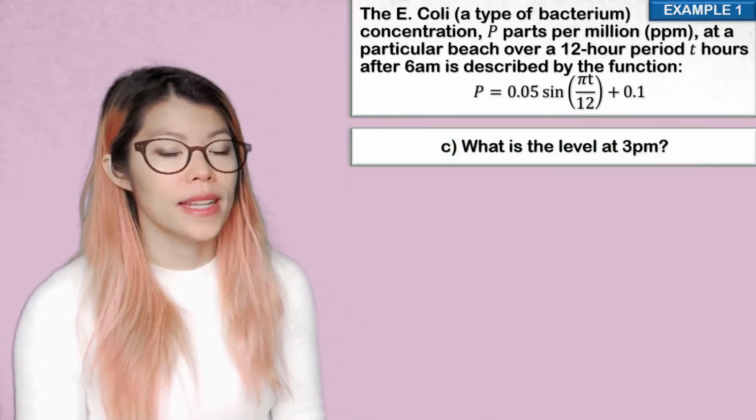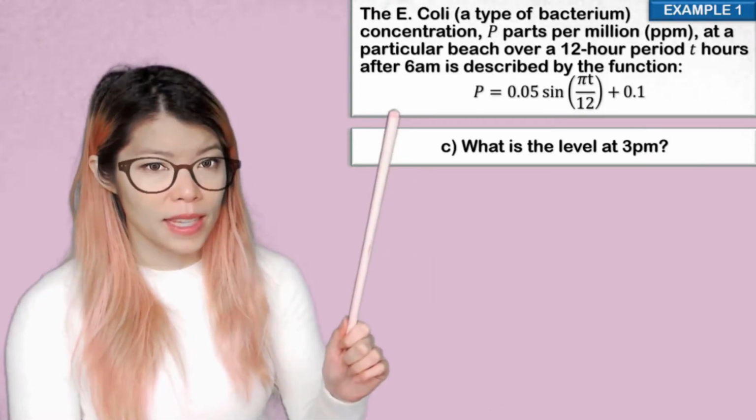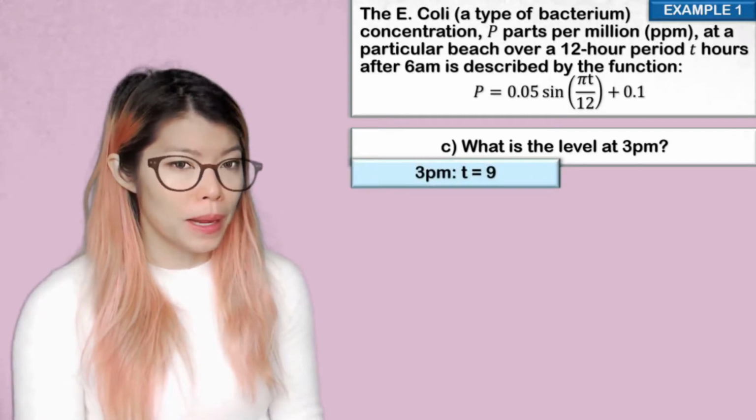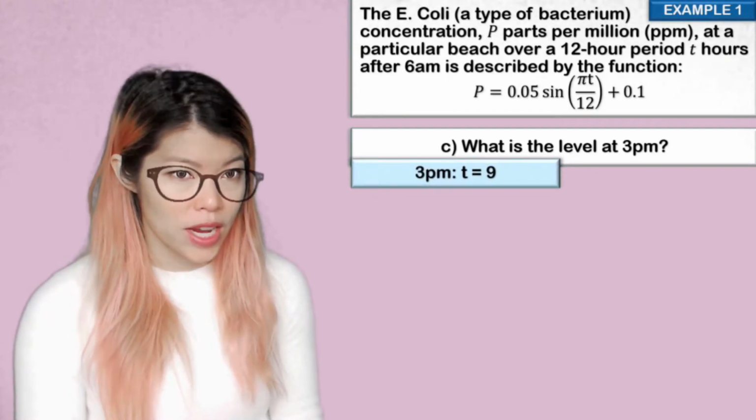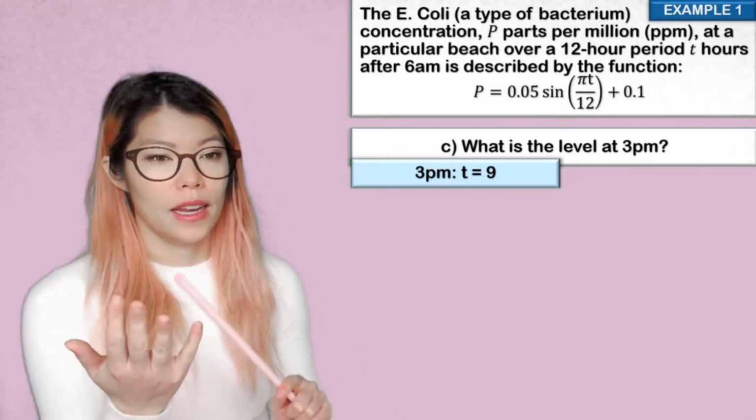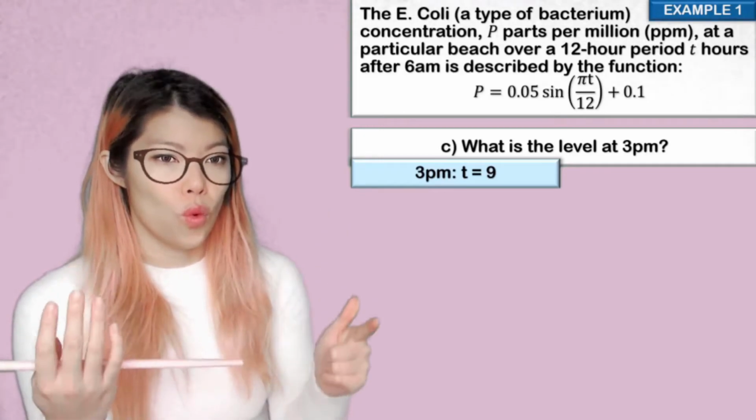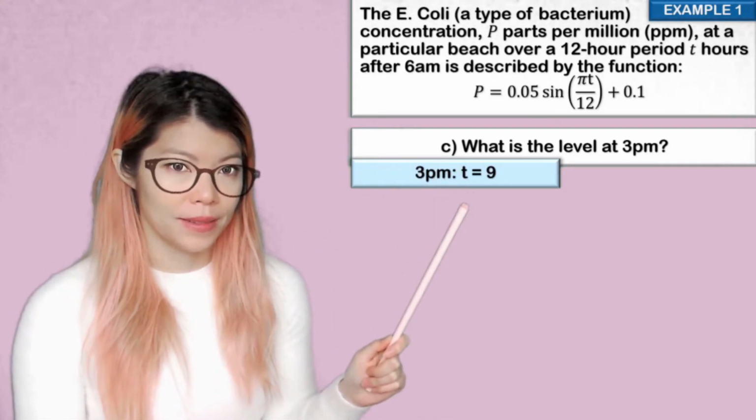Part C, what is the level at 3 p.m.? Now what does 3 p.m. mean? Well, it starts at 6 a.m. So 3 p.m. actually means at T equals 9. Double check. So from 6 a.m. to 3 p.m.: 7, 8, 9, 10, 11, 12, 1, 2, 3. So it's actually T equals 9.